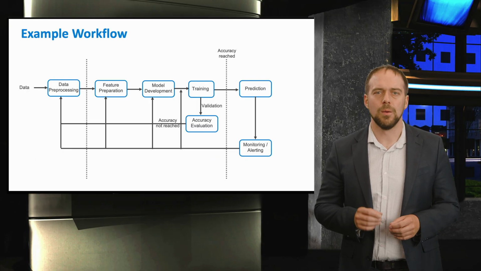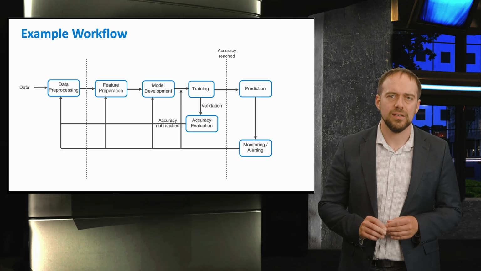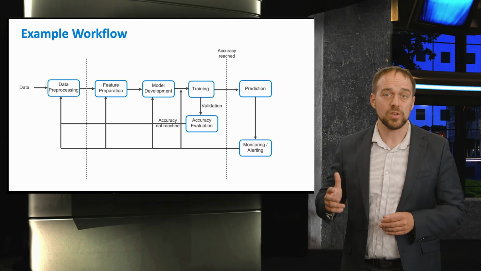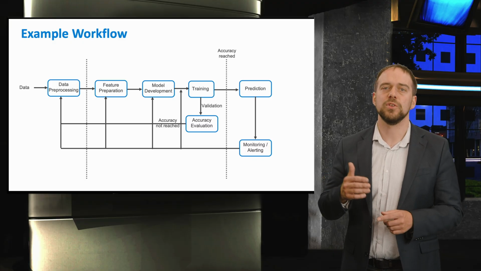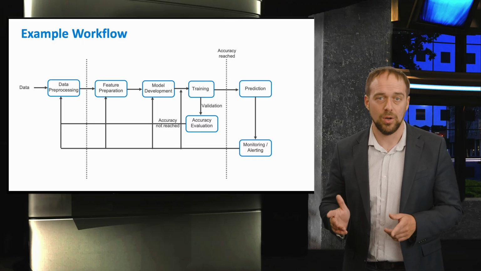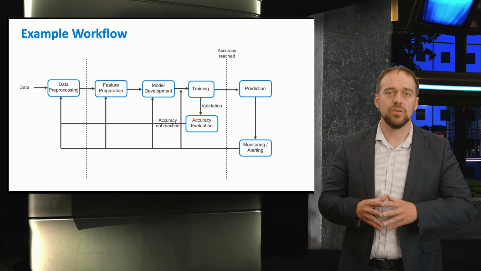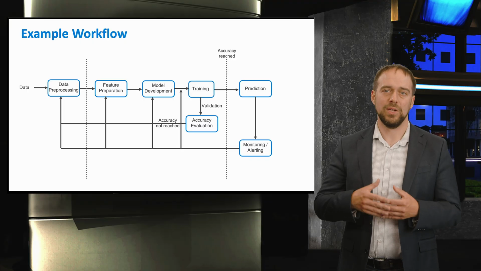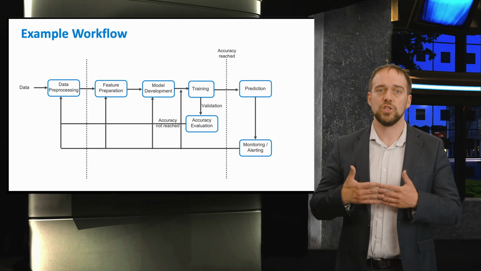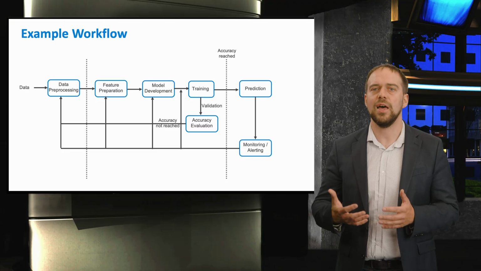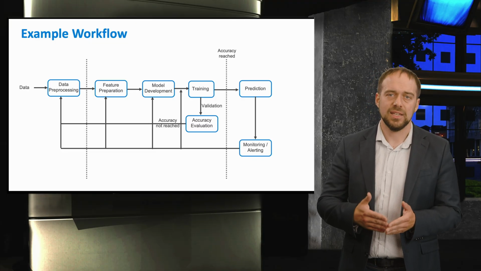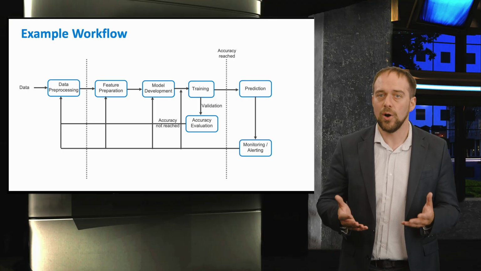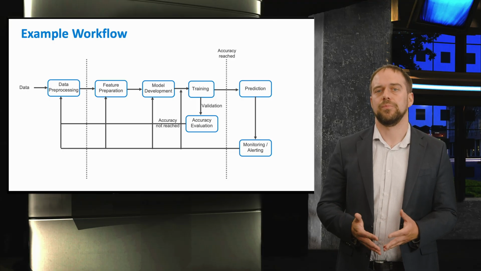To make this process more concrete, the example shown here illustrates how the workflow behaves in practice. We begin with data processing and feature preparation, perform the training, and then check the accuracy for the resulting model. If the accuracy is not sufficient, we loop back. Perhaps we clean the data differently, or we try new features, or select another model. This iterative path continues until the required accuracy or performance criterion is met.